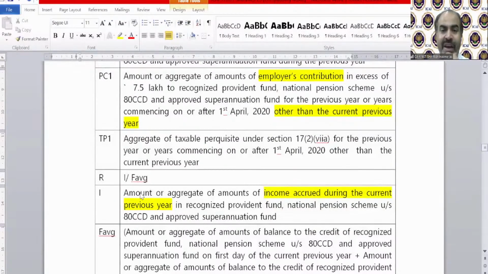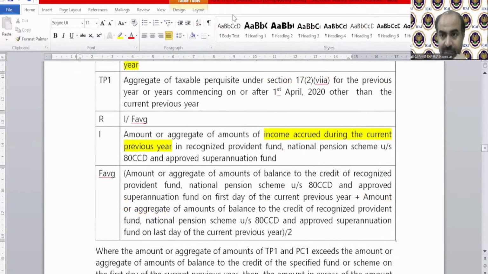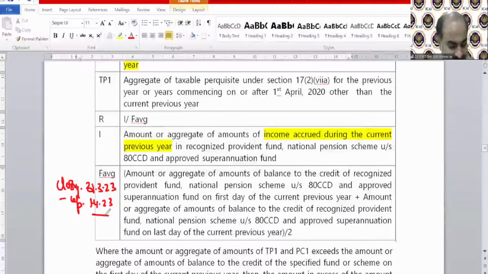Now, what is F average? F average says the closing balance on 31st March 23 less the opening balance on 1st April. So the balance created on the first day of the current previous year plus the closing balance, divided by 2. The opening balance, just wait.